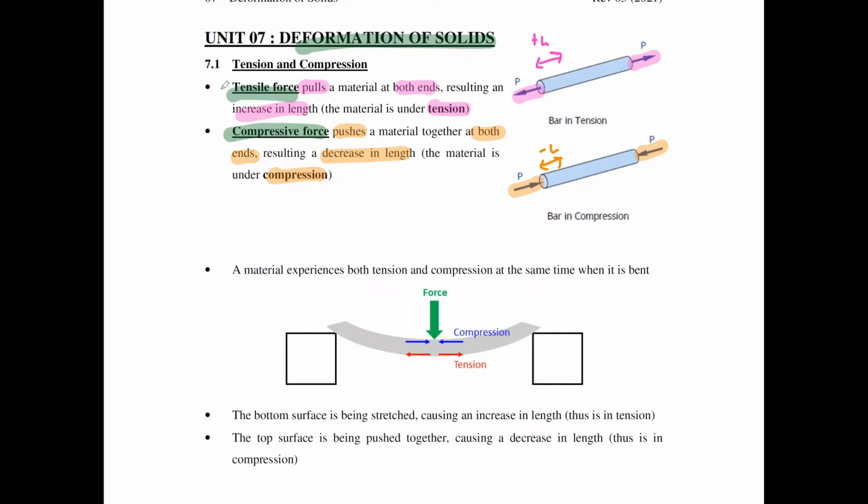Right, so tensile force pulls the material at both ends, causing an increase in length. The material is under tension. Compressive force pushes the material at both ends, resulting in a decrease in length. So the material is called under compression. All right, so these two forces, you need to know a bit of what they do. Now a material can also experience both tension and compression at the same time. That is when the material is bent.